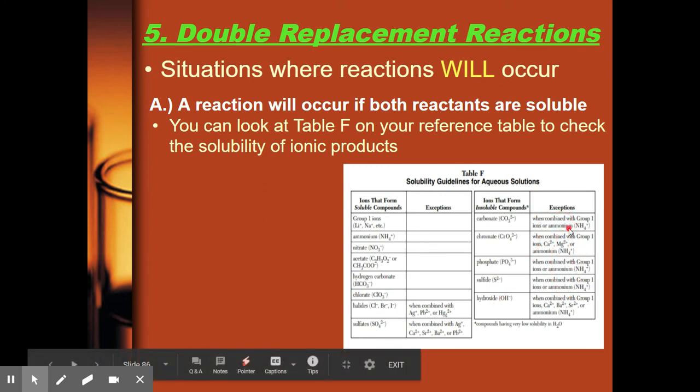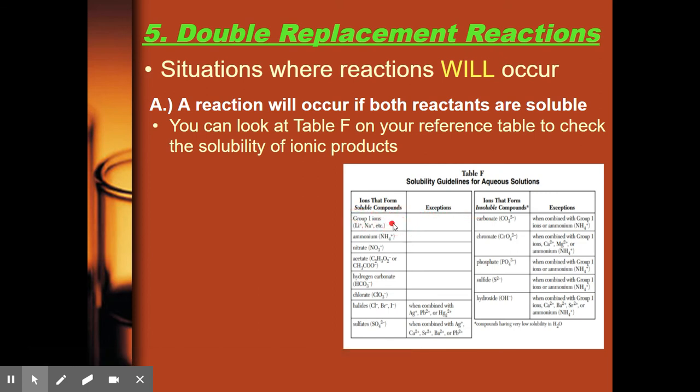One of the best things I can tell you to learn is to look for a group 1 ion in the compound. If it's got a group 1 ion, such as lithium, sodium, potassium, or rubidium, it's going to be soluble, because that covers a lot of these exceptions over here. Ammonium as well. Ammonium is another one that's soluble in virtually everything.